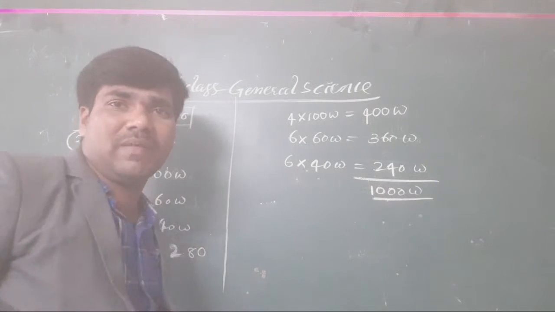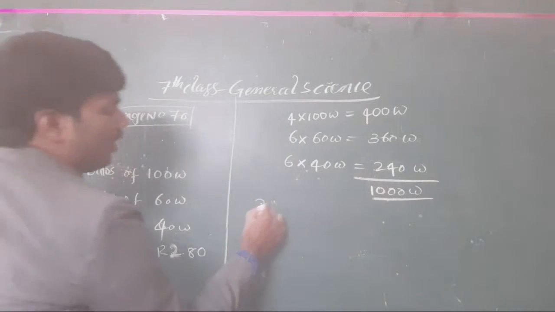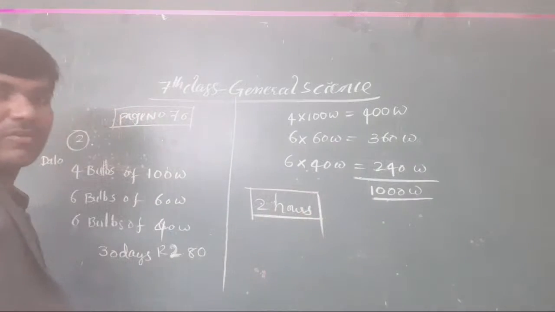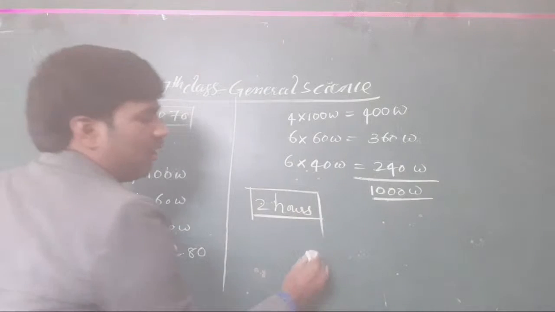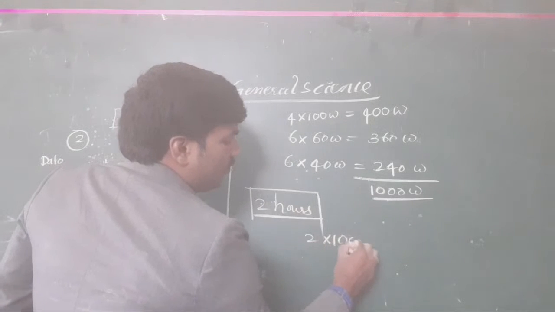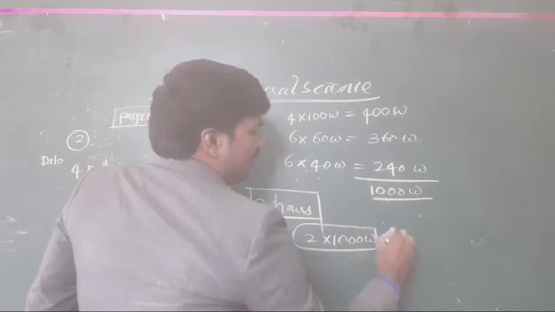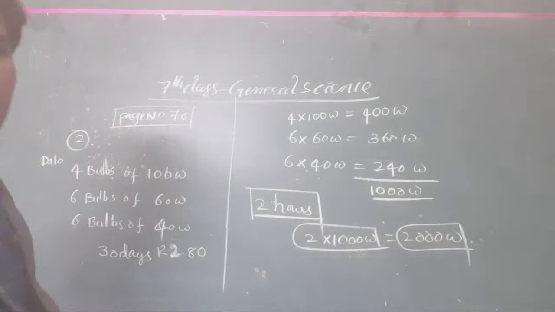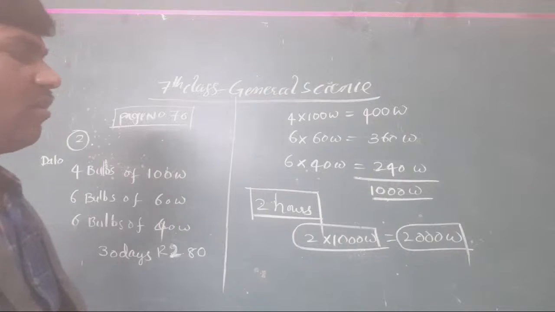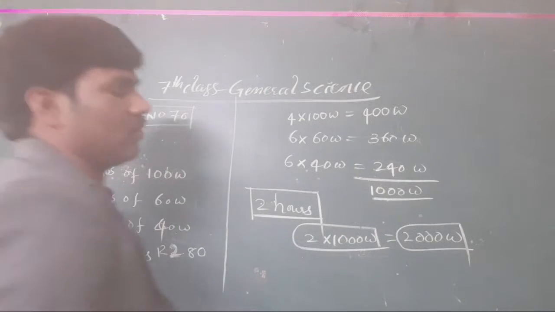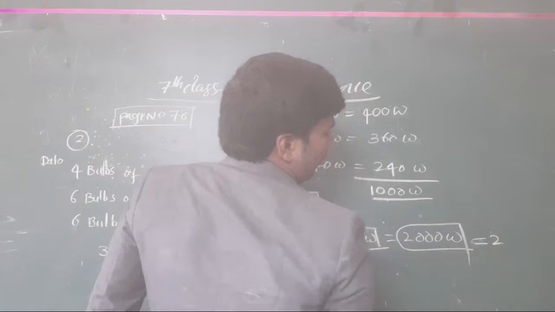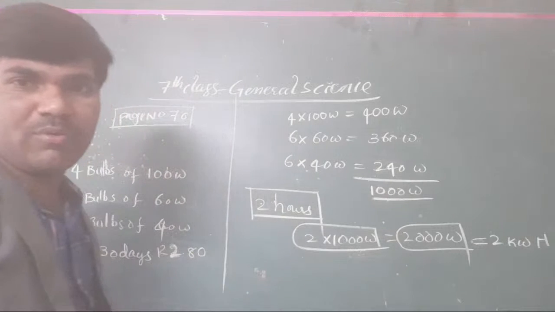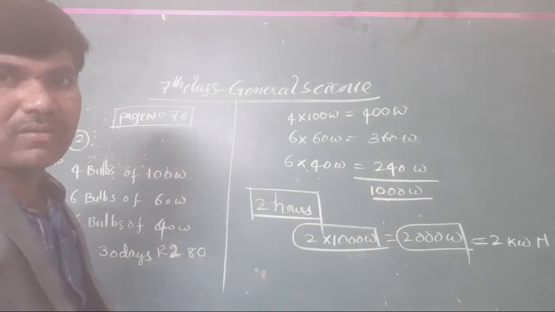But how much time are they running here? They have given everything at 2 hours. Everything works for 2 hours. Now, the total how many watts are required? 2 into 1000 watts is equal to 2000 watts here. Okay, clear or not all of you? 2000 watts works here. Now it automatically becomes 2 kilowatt hour. Okay, clear or not all of you?